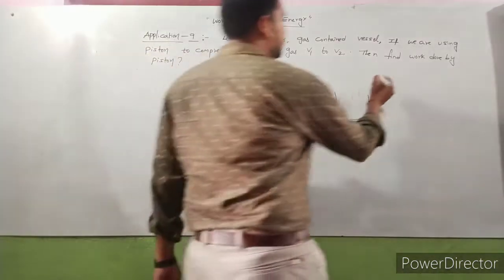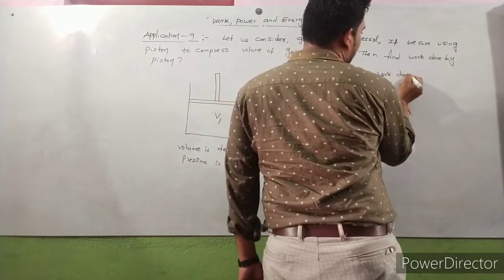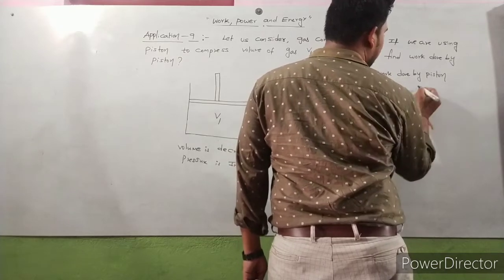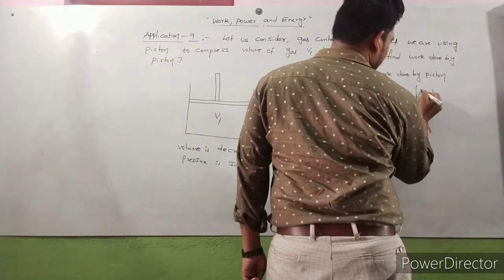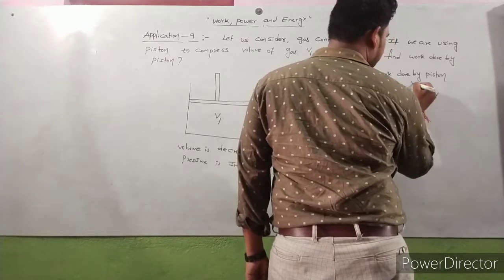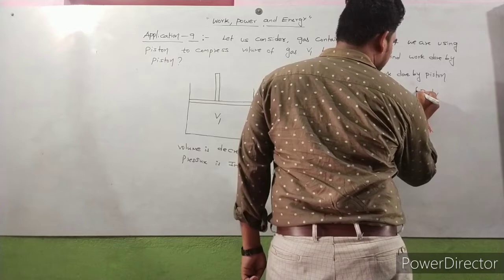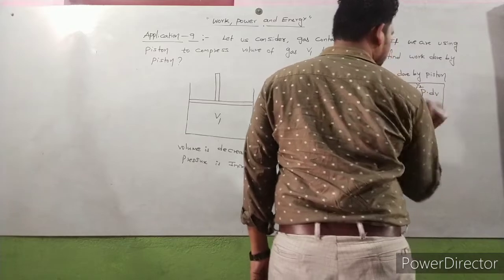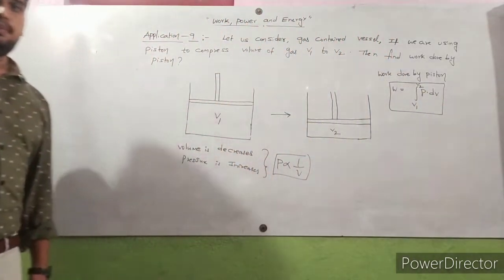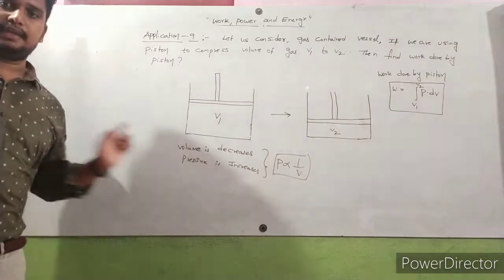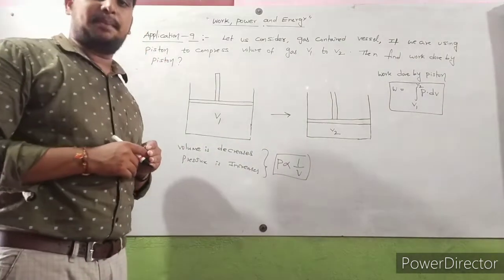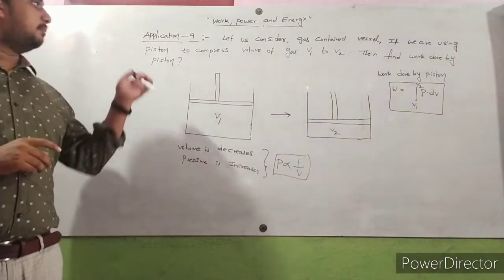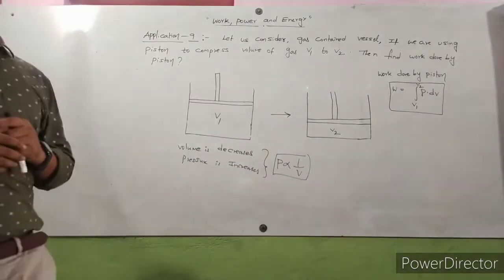So now the work done by the piston. W is equal to integral P dV, from V1 to V2. Here we are considering limits V1 to V2. Work done is equal to integral from V1 to V2 of P dV. Here dV means volume change, P means pressure. So this is application number 9. Next we will discuss application number 10.